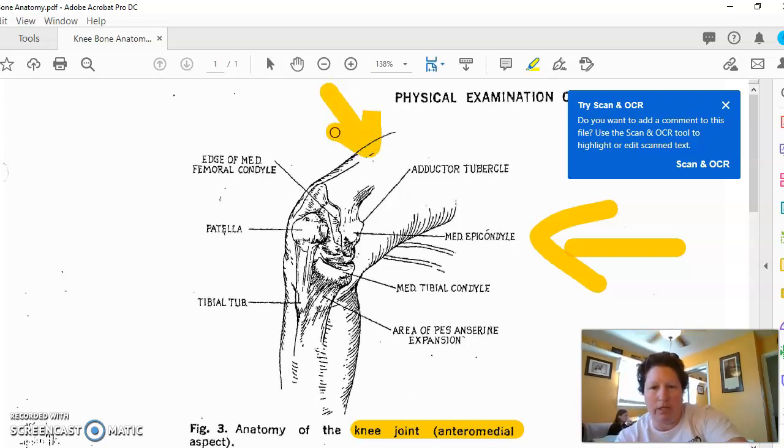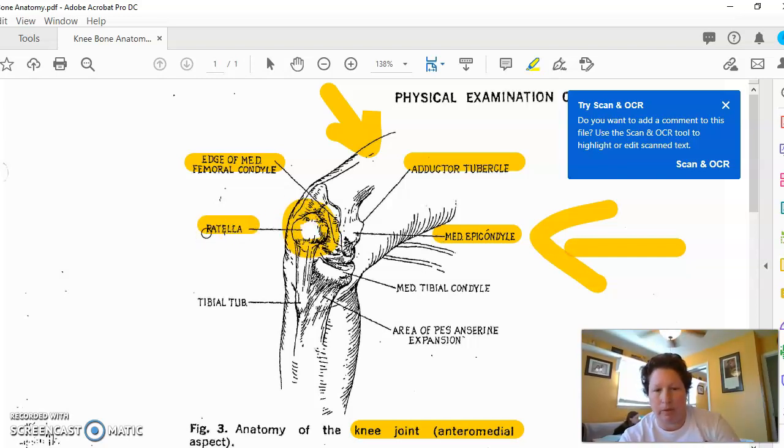You will need to know the adductor tubercle, the medial femoral condyle, and the medial femoral epicondyle, and all of those are on the femur. Then you have this circular bone right here, which is called the patella. From there we go into the tibia. Remember, the tibia is the shin bone, and it goes all the way down the leg. From here we have the medial tibial condyle, and then the dot right there is called the tibial tubercle.